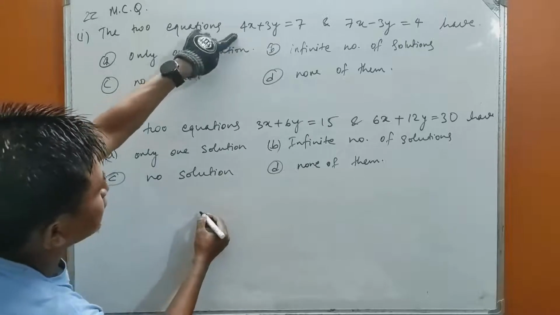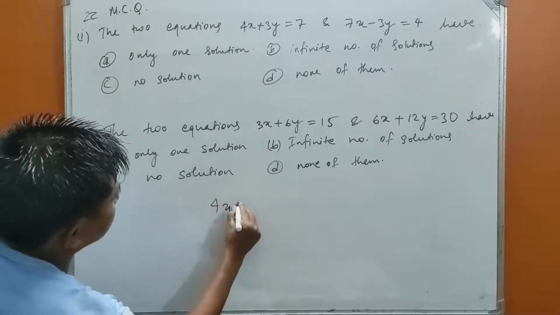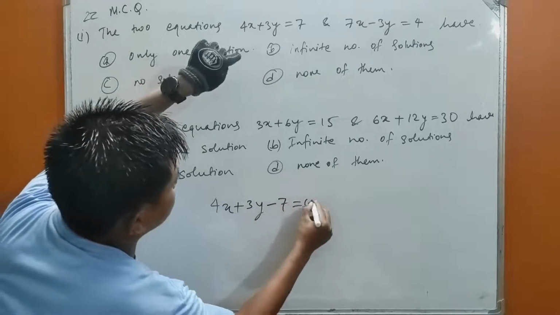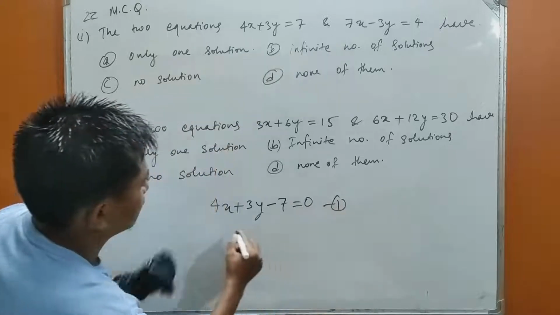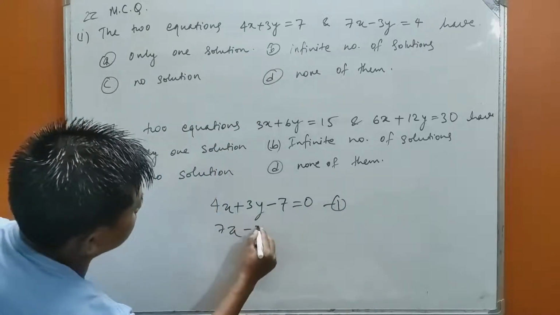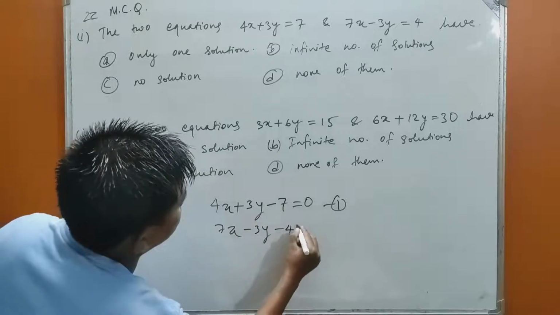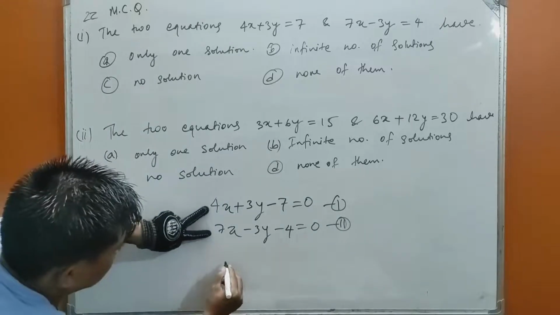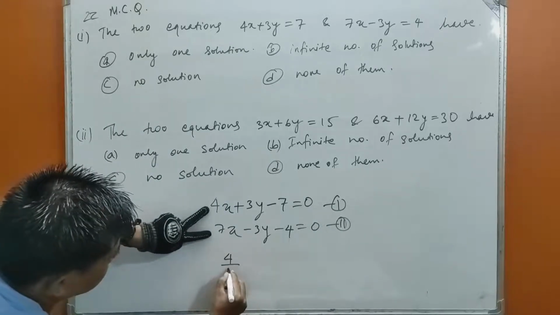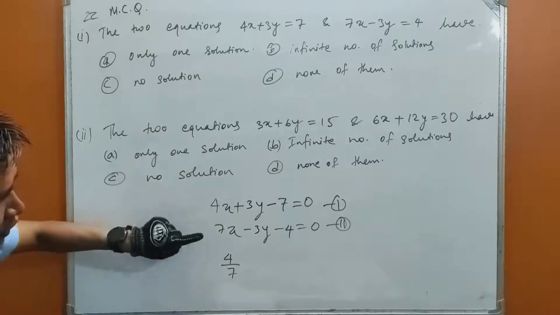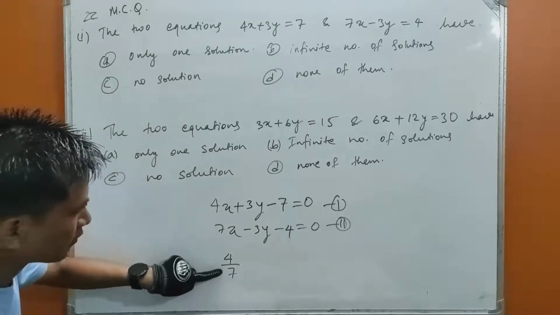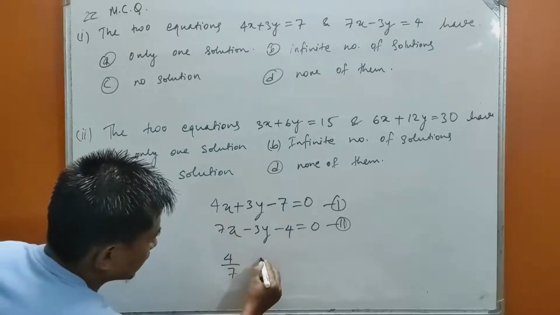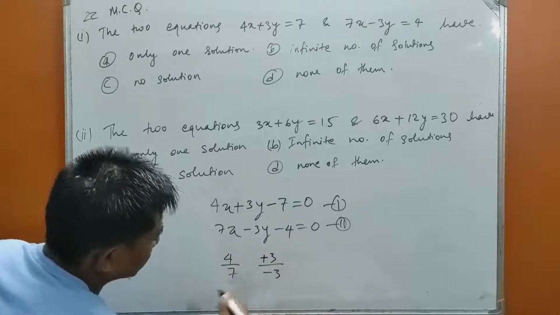Let's write this equation. 4x plus 3y, bring 7 to the left hand side, minus 7 equals to 0. This is equation 1. And equation 2, 7x minus 3y minus 4 equals to 0. This is equation 2. So A1 by A2 is 4 by 7, isn't it? A1 is 4, A2 is 7, A1 by A2 is 4 by 7, and B1 by B2 is plus 3 by minus 3, isn't it?